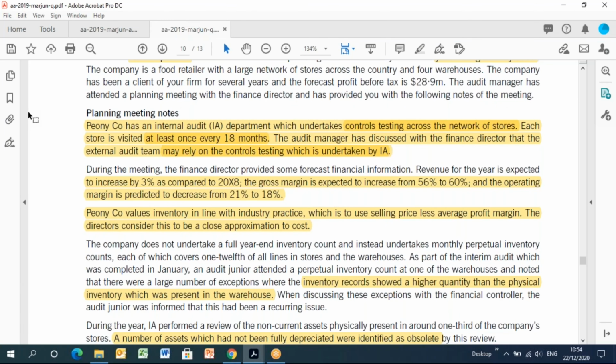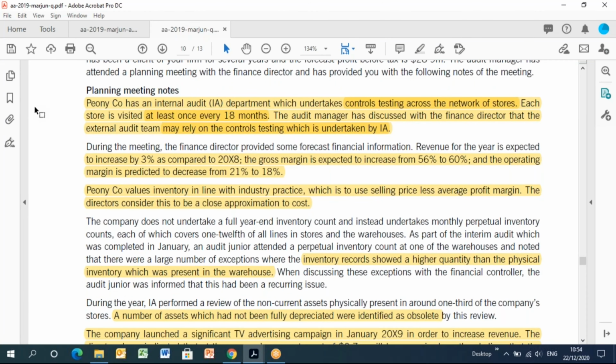It starts with the planning meeting notes. So you are a supervisor and you met with the finance director. The audit client has an internal audit department which undertakes cost controls testing across the network of stores. Each store is visited at least once every 18 months. The audit manager has discussed with the finance manager that the external audit team may rely on the controls testing which is undertaken by the internal department.